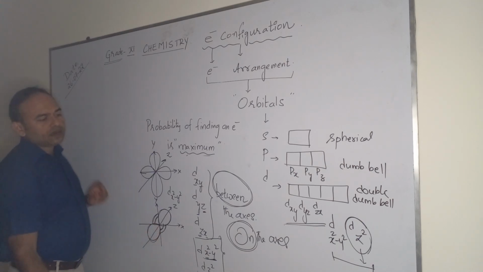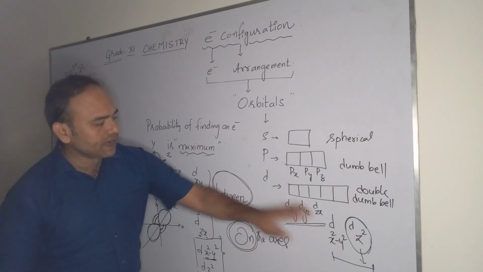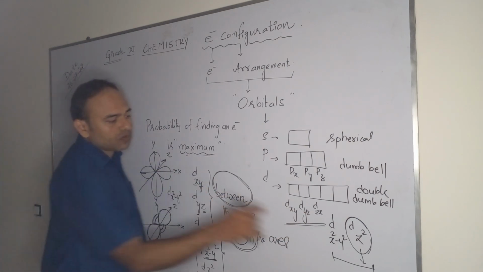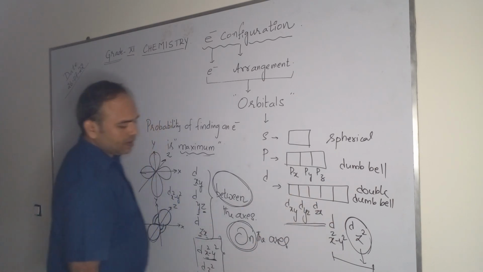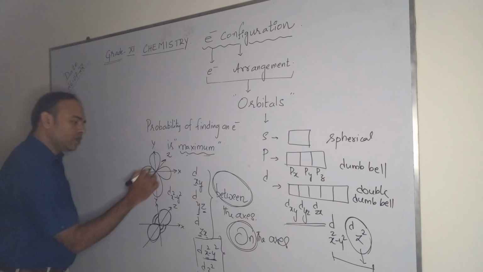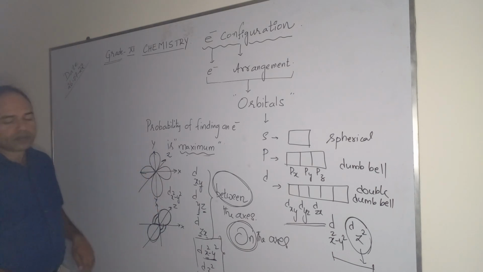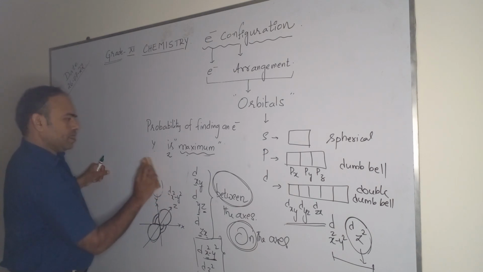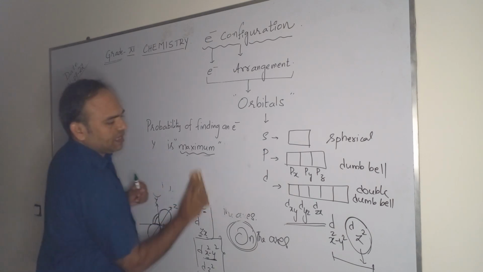So hope I am clear. If you write xy, yz, zx, they are present between the axes. But if you put a square like this, x square, y square, then it is present on x, one, and on y, the second one. Hope I am clear with this small introduction. Next.